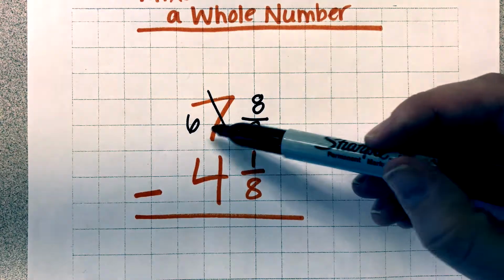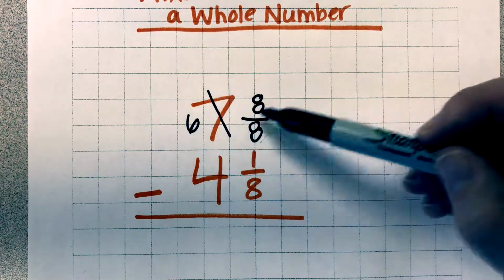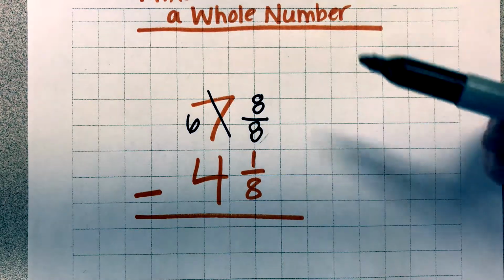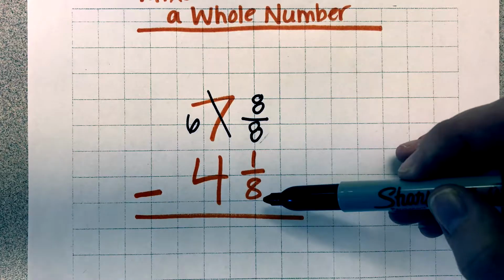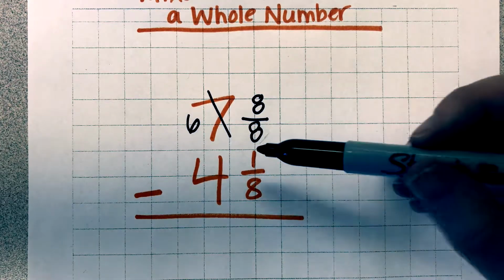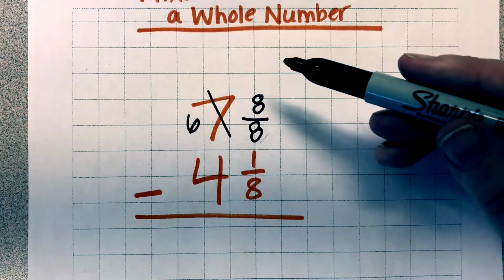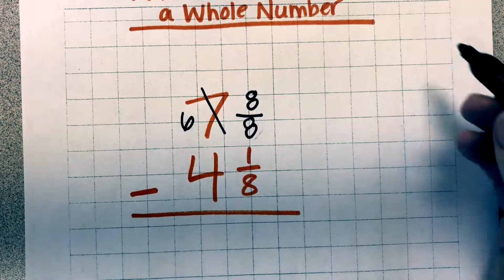So we're still working with 7 here. We have 6 and 8/8. That really equals 7, doesn't it? It does. So now we have a fraction that we can work with when subtracting, but we haven't lost any of the value and we haven't changed the numbers at all.